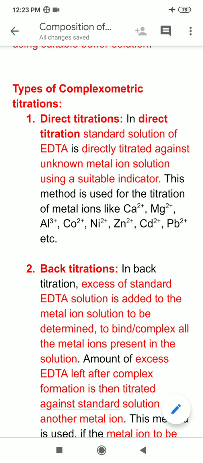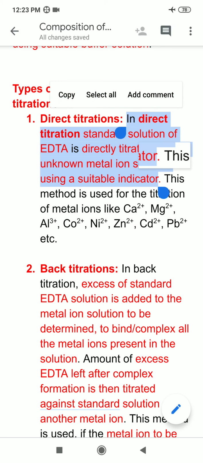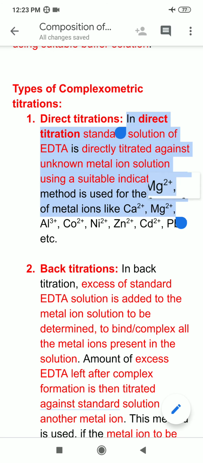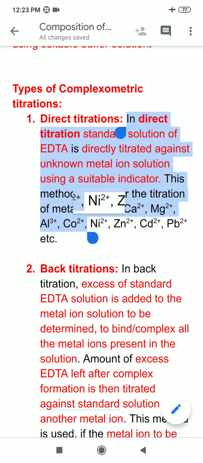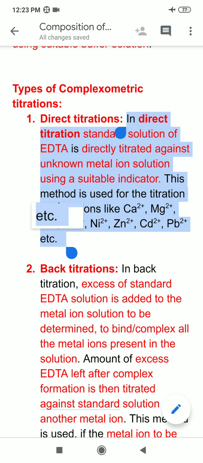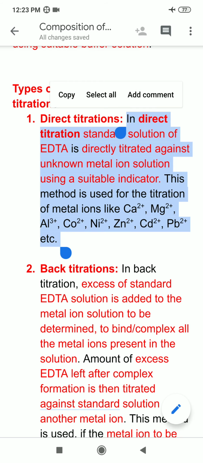So first of all, what is direct titration? As the name suggests, direct titration is a titration in which a standard solution of EDTA is directly titrated against an unknown metal ion solution using a suitable indicator, and this method is used for the titration of metal ions like calcium, magnesium, aluminium, cobalt, nickel, zinc, cadmium, lead, etc. So direct means we are titrating a metal ion solution of unknown concentration directly against EDTA solution.